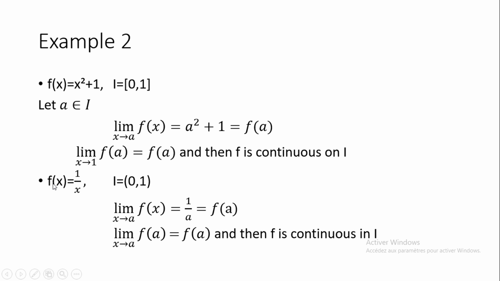On the other hand, if we take another example, which is f of x equal to 1 over x, and I the open interval (0, 1), so now 0 and 1 are not included, the limit when x gets closer to a of f of x is equal to 1 over a, which is equal to f of a. Which means that f is continuous in I, our interval (0, 1).